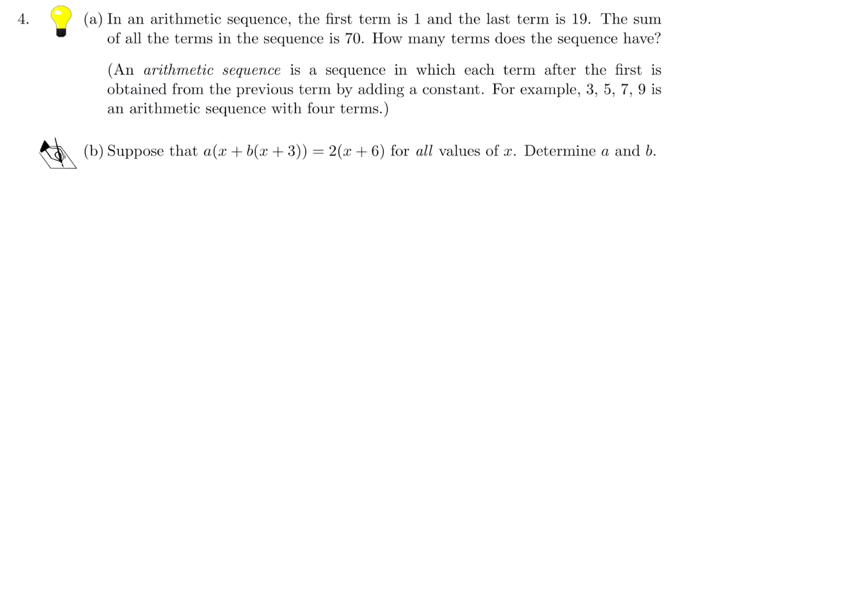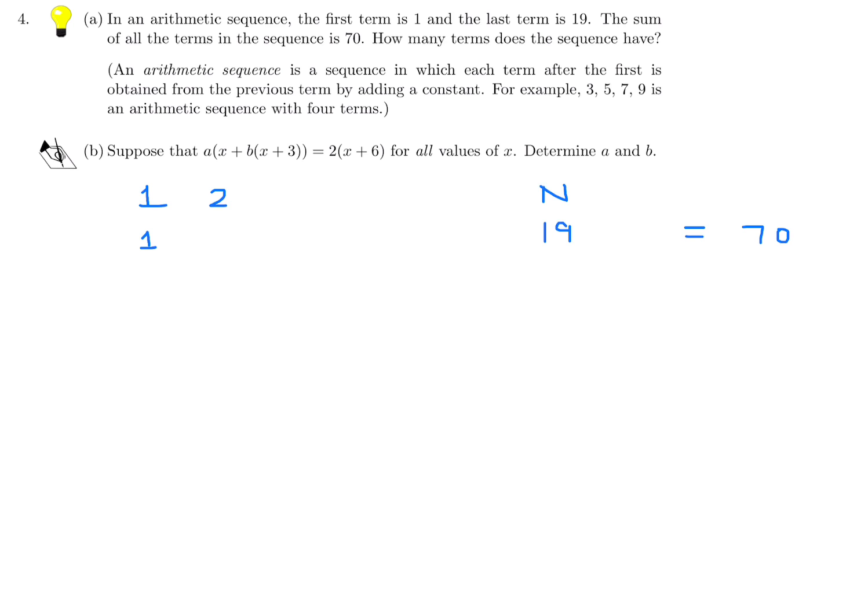In the arithmetic sequence, the first term is 1 and the last term is 19. The sum of all the terms is 70. How many terms does the sequence have? The first term all the way up to the nth term, and they tell you the first term is 1, and the nth term, the last term, is 19, and the sum of all these terms, if you add them all up, is 70. And they want you to figure out how many terms.